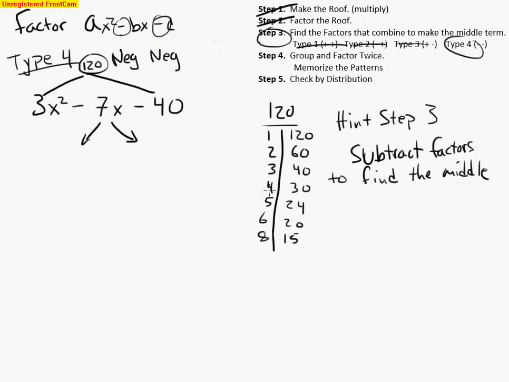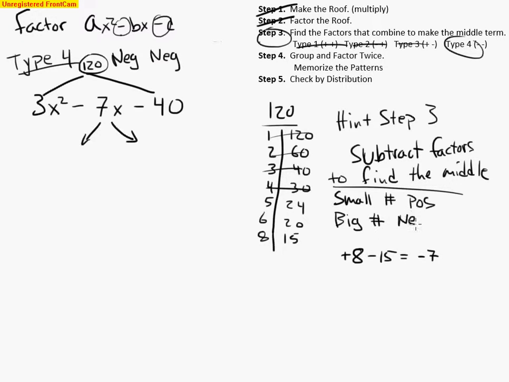Well, 30 minus 4 is not going to give it to me. 40 minus this, not going to give it. None of these are going to work. Let's try a low number. What's 15 minus 8? Ooh, that's 7. But what do I want? I want a negative 7. So I'm going to have to take 8 minus 15, and that will give me negative 7. Notice that this small number is positive, big number is negative, so that's going to be the rest of my hint. Small number is always positive. Big number is always negative.